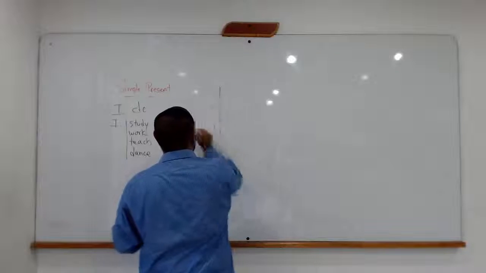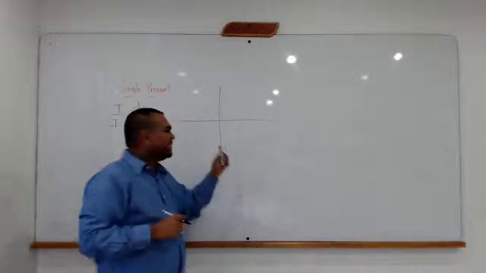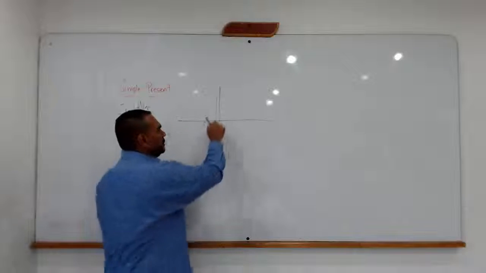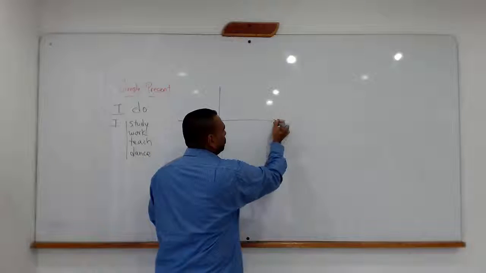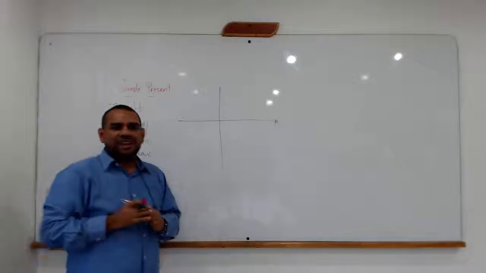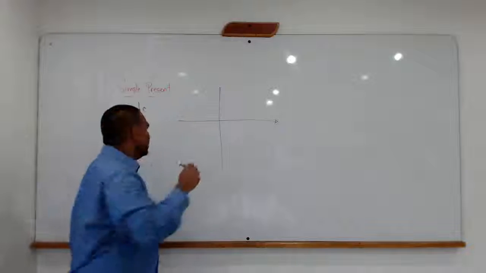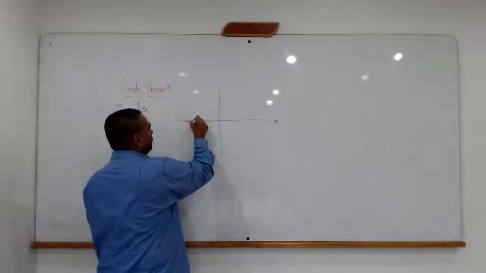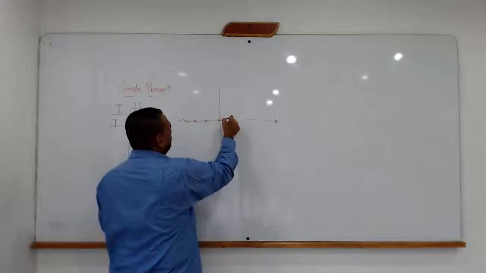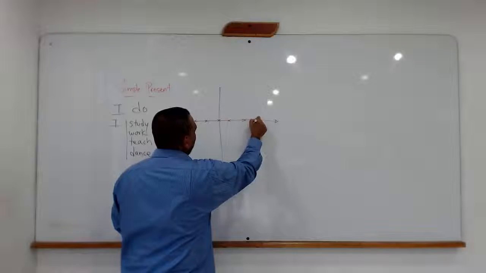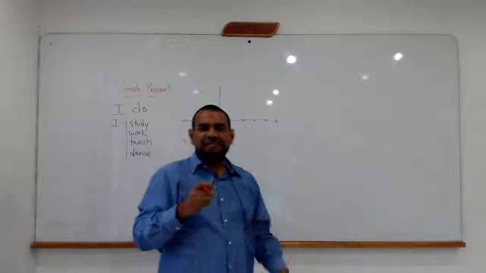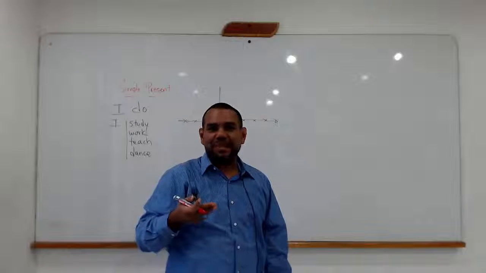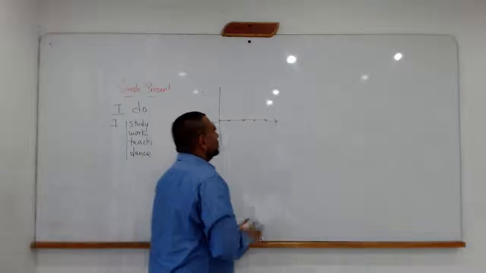Look at this. This is the timeline, okay? This is now, this is future, and this is past. So time goes this way. Well, simple present tense is expressed and represented this way. This is an action taking place all the time. And I'm going to give you some examples.